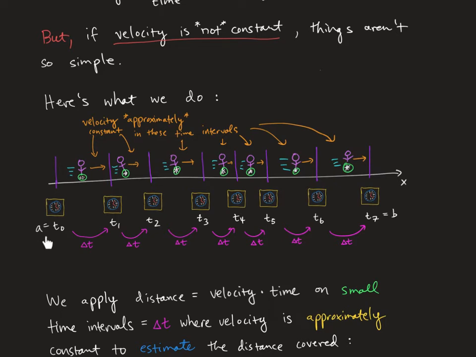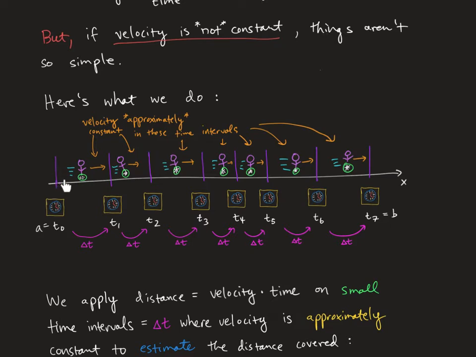What we do is take that time interval and divide it up into a bunch of smaller time intervals. So in this picture here, I've taken my interval of time from A to B, and I've divided it up evenly into 7 pieces. So I have 1, 2, 3, 4, 5, 6, 7 pieces here. So I've taken B minus A, and I've divided it by 7. That's these little time intervals, delta t here.